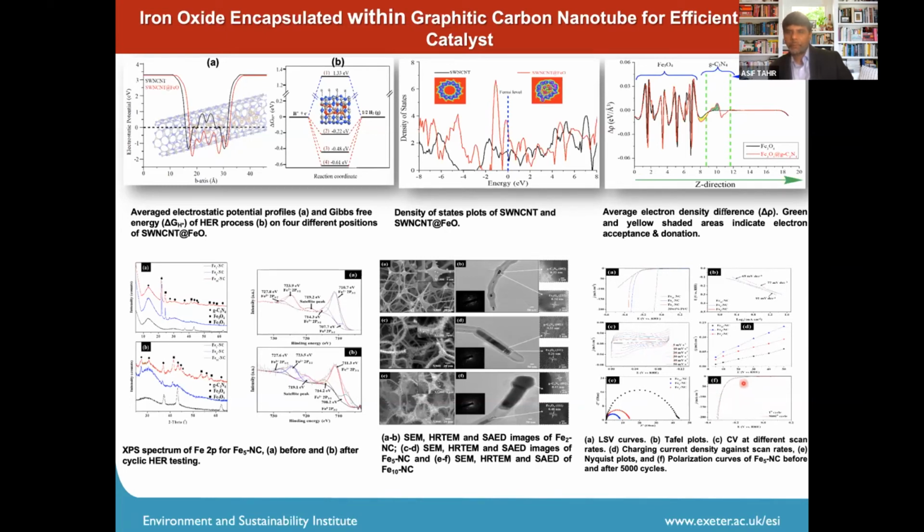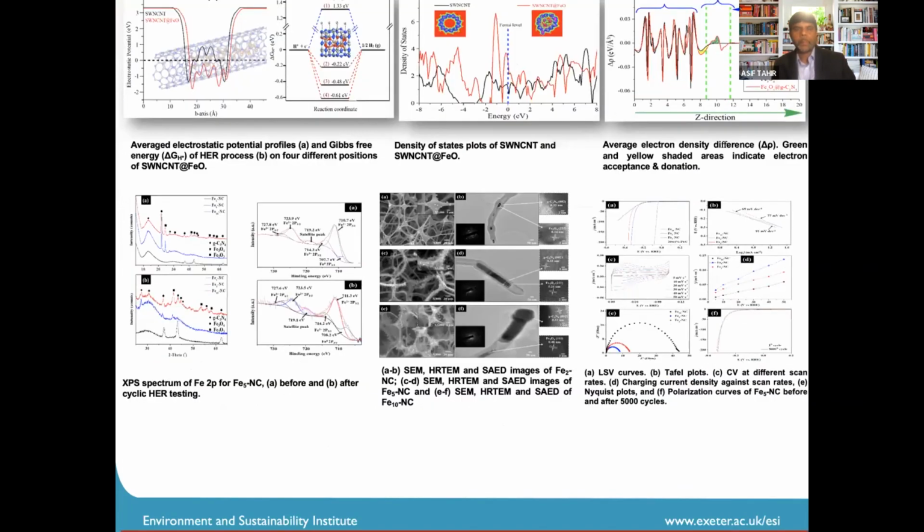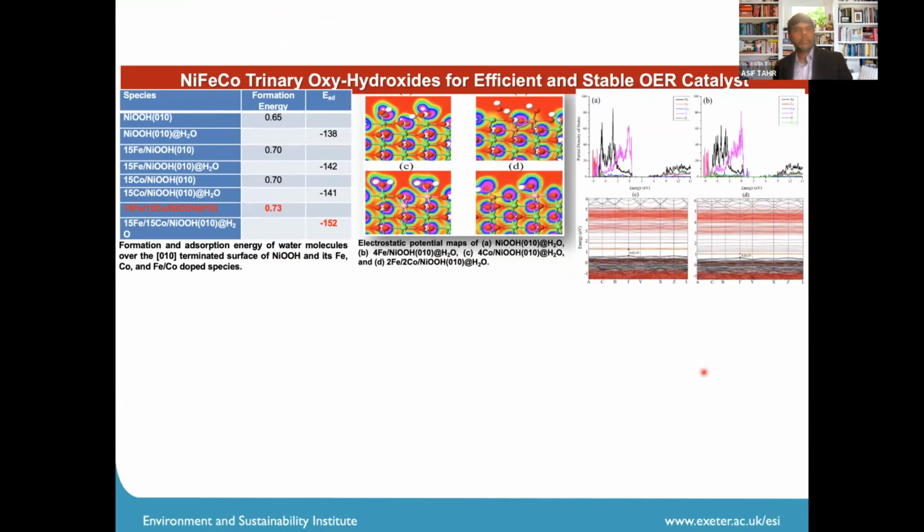And then finally, we looked into the efficiency of this material inside the reactor, and it shows that the material is stable and has the ability to produce hydrogen from water in a catalytic reaction. So the next is the nickel iron cobalt ternary oxyhydrate for an efficient and stable OER electrocatalyst.